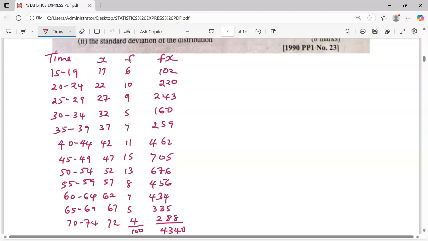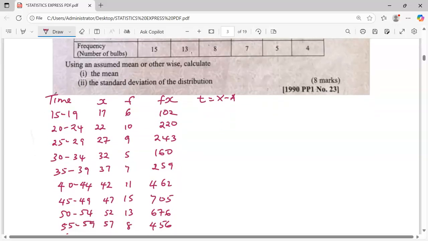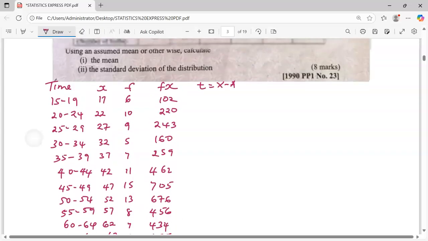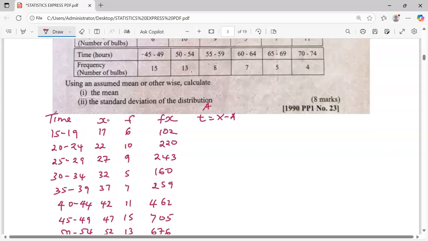Once we have done that, we can now move and get the deviations. To get the deviations, we are going to take x minus the assumed mean. In this case, the assumed mean we are going to take will come from the class that has the highest frequency. In this case, the assumed mean will be 47.